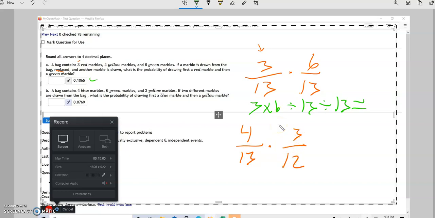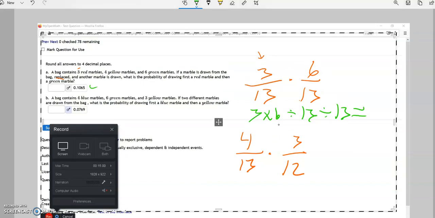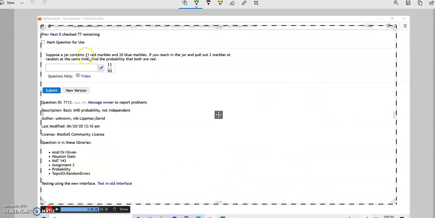And again, make your life easy. Calculator: 4 times 3 divided by 13 divided by 12 equals. Just put it in as I just wrote it and said it. 4 times 3 divided by 13 divided by 12 equals. And there's your answer.